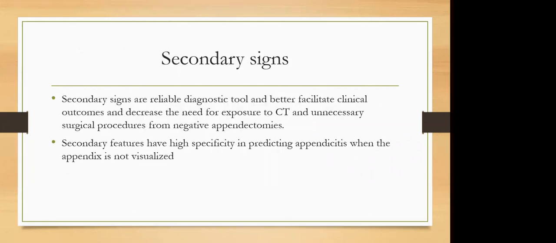Secondary signs. Secondary signs are reliable diagnostic tools and better facilitate clinical outcome and decrease the need for exposure to CT and unnecessary surgical procedures from negative appendectomies. Secondary features have high specificity in predicting appendicitis when the appendix is not visualized. So you have tried your best and can't see the appendix, then try to see, can you find any other clues that may give you some sign of appendicitis?